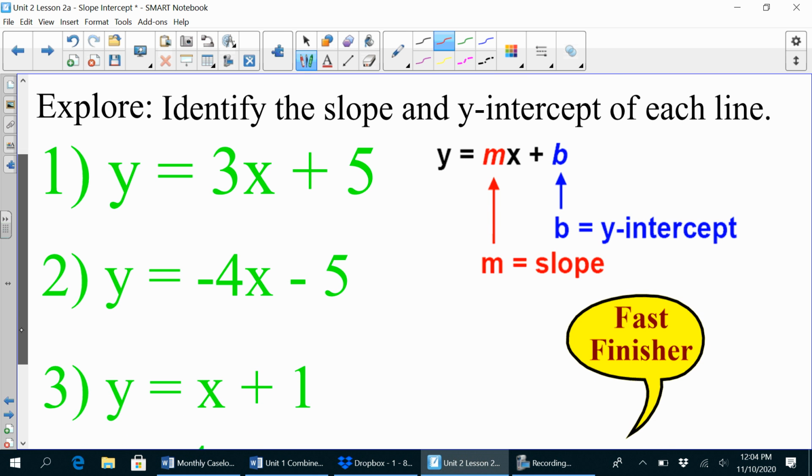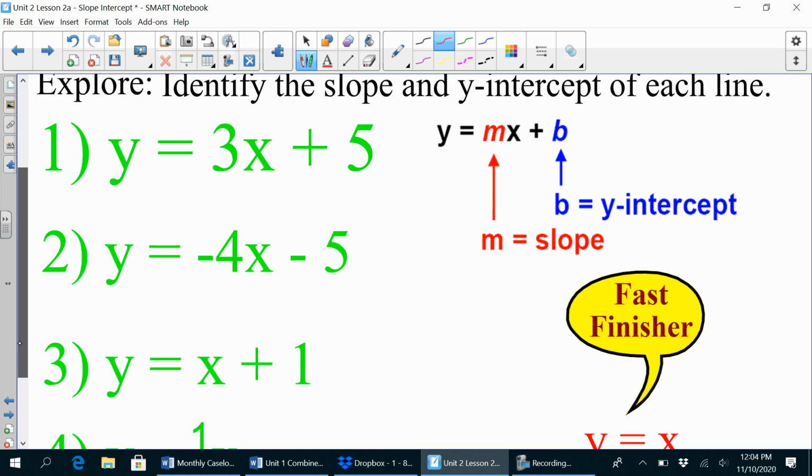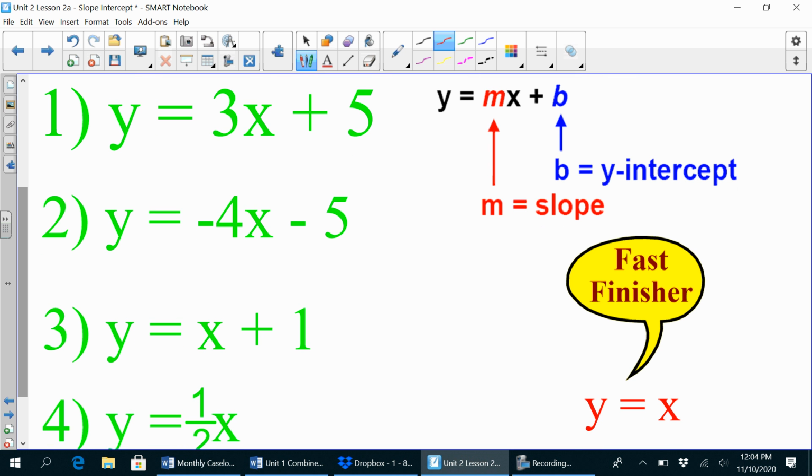Okay. You're going to identify the slope and the y-intercept for each line. So y equals mx plus b. The slope, they have it identified using red and the y-intercept in blue. So I'll keep it like that so that we can identify them easier. So here is our slope. So let's look at number 2. Where would I find my slope? In front of the x. What number is in front of the x? -4.